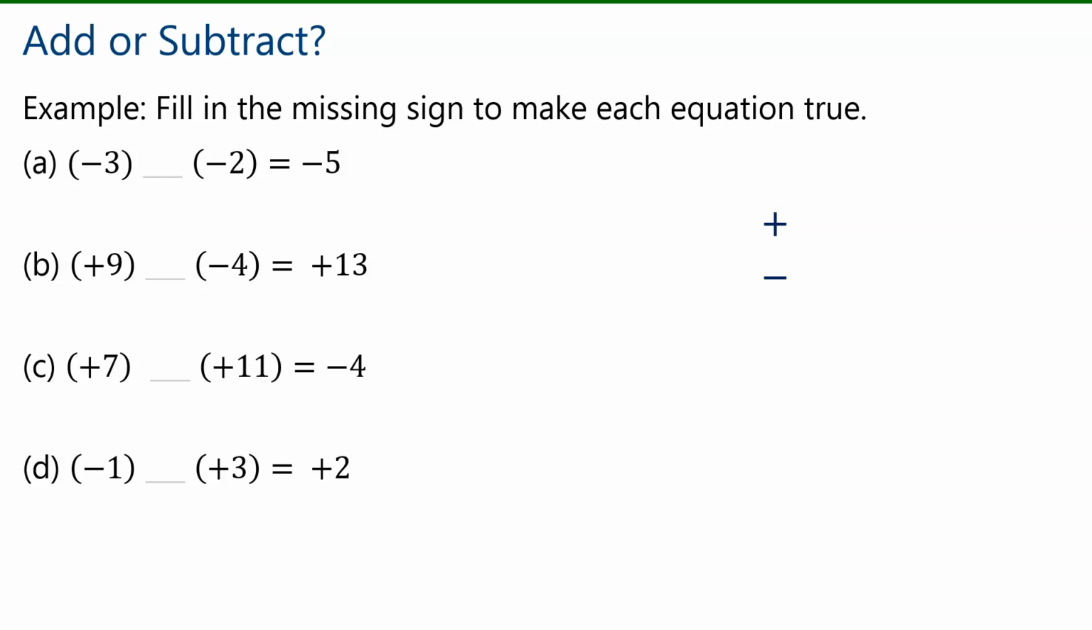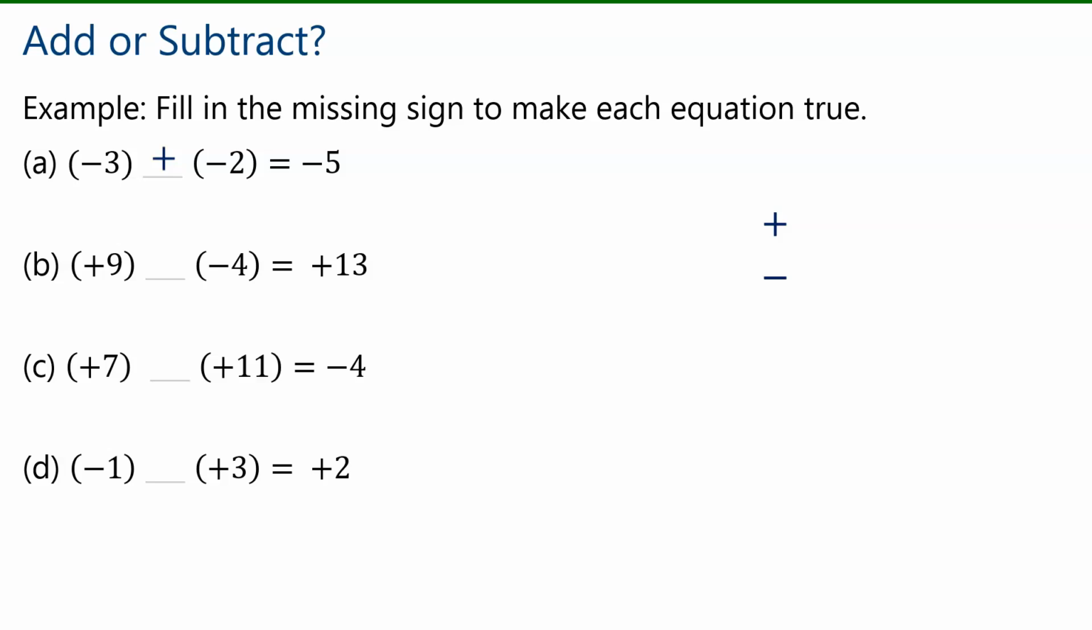Now this next example, we have to fill in the missing sign to make each equation true. So do we put in an addition sign or a subtraction sign on each of these blanks? So for A, do we have negative 3 plus negative 2 is negative 5? Or negative 3 subtract negative 2 is negative 5. Well, I know that when we add 2 negatives, we just add the numbers and make the answer negative, so that means we have an addition here.